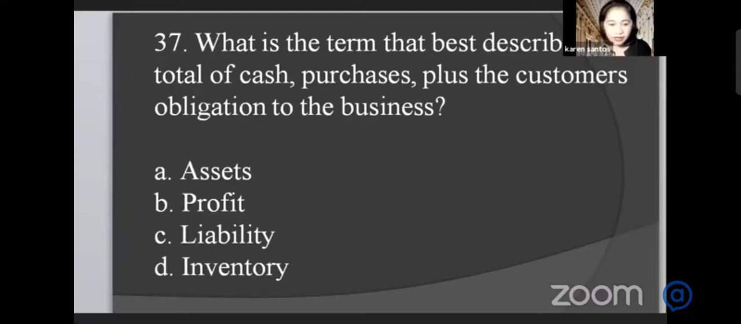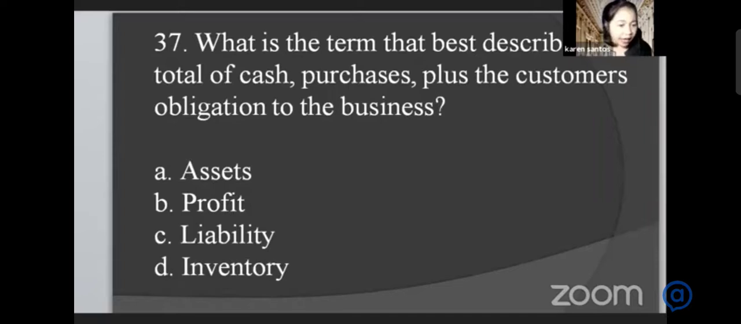So some of you answer A, some of you answer D, and someone answered letter C, liability. So what is the correct answer? The best term that describes the total of cash, purchases, and customers' obligation to the business. Okay, so the correct answer is letter A, which is the assets.